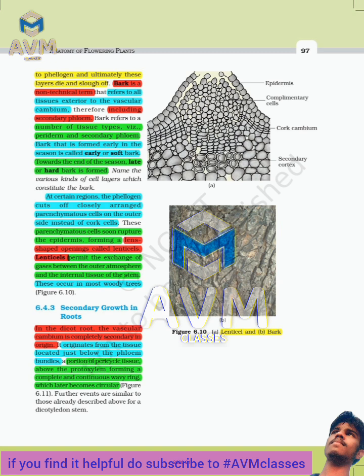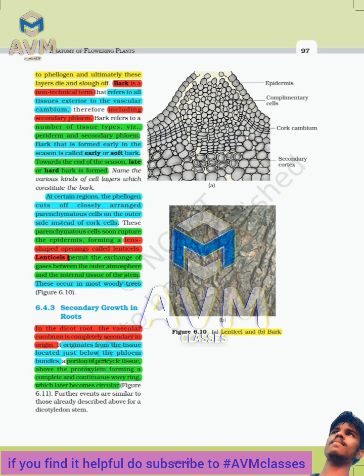At certain regions, the phellogen cuts off closely arranged parenchymatous cells on the outer side instead of cork cells. These parenchymatous cells soon rupture the epidermis, forming a lens-shaped opening called lenticels. Lenticels permit the exchange of gases between the outer atmosphere and the internal tissue of the stem. This occurs in most woody trees.